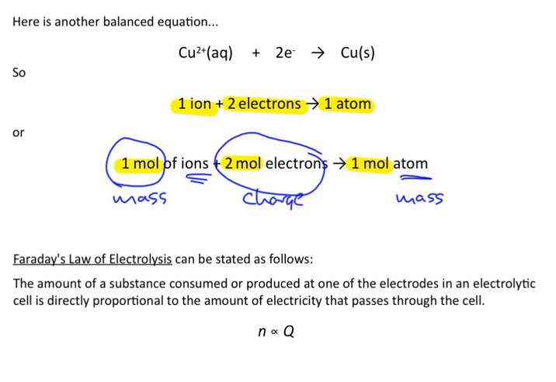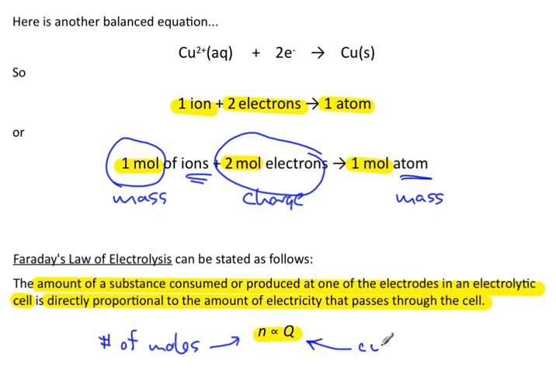So Faraday's law can be stated as follows. The amount of a substance, N, consumed or produced at one of the electrodes in an electrolytic cell is directly proportional to the amount of electricity that passes through that cell. That is, N is directly proportional to Q. And so what is N? Well, you should know that. Number of moles. And what is Q? This is the charge or current that passes through the electrolytic cell, that is applied to the electrolytic cell. So that's Faraday's law.